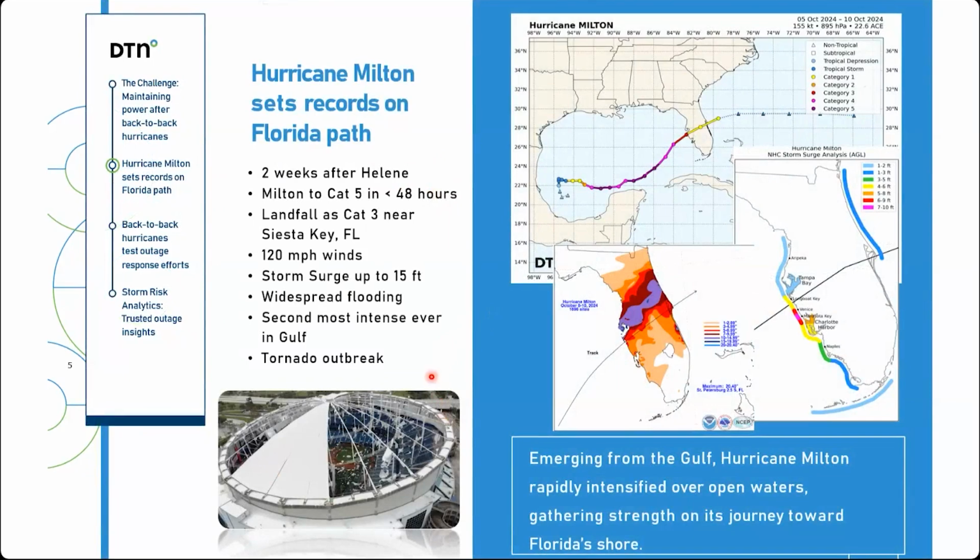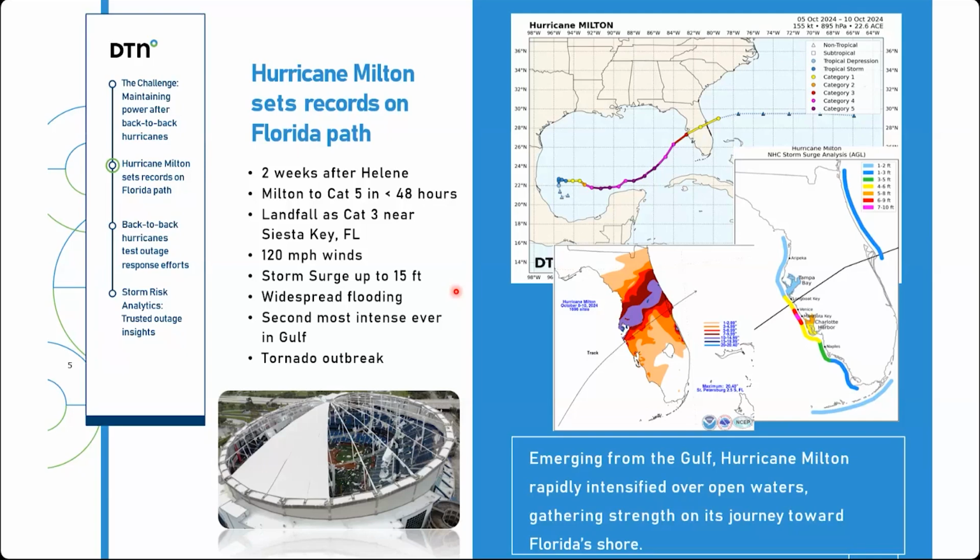Really pounded Florida and Georgia with the most intense rainfall and high winds as well. It rapidly gained intensity to a Cat 5 in the Southern Gulf in less than 48 hours, and then made landfall near Siesta Key, just south of Tampa Bay, as a Category 3 storm. It caused significant damage, with over 120 mile-per-hour winds, a storm surge of 15 feet, and widespread flooding. There was even a tornado outbreak, if you recall, the day before the storm made landfall in Siesta Key. So it ended up being the second most intense Atlantic hurricane ever recorded that originated in the Gulf.